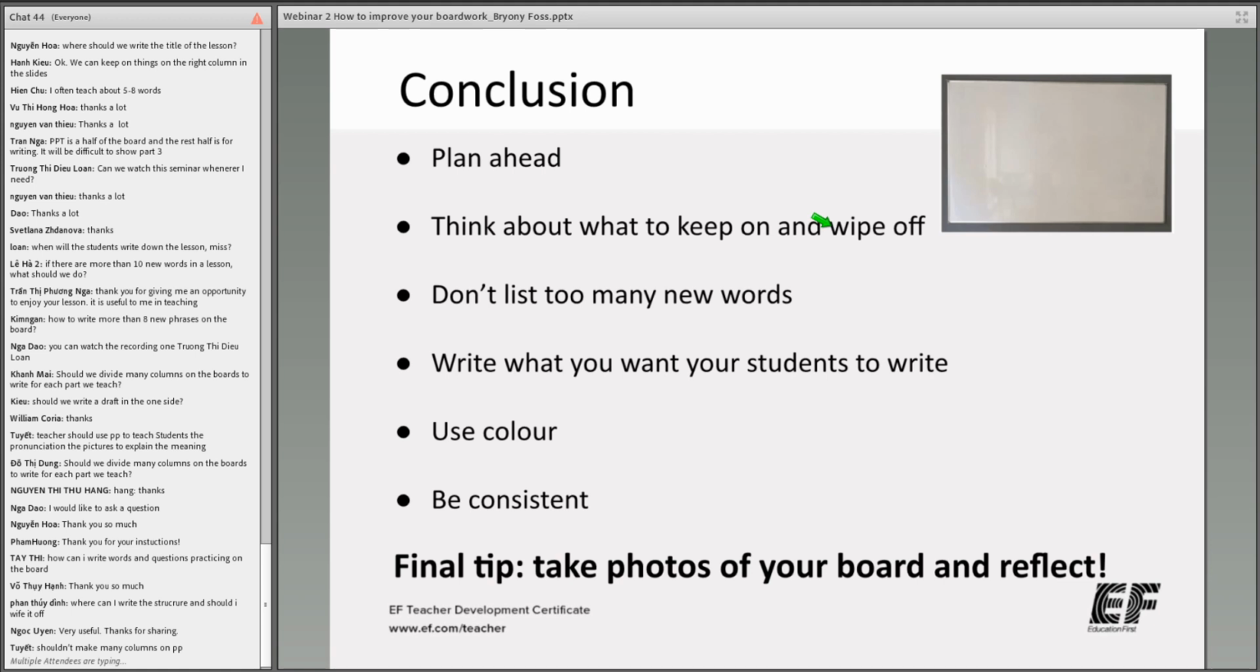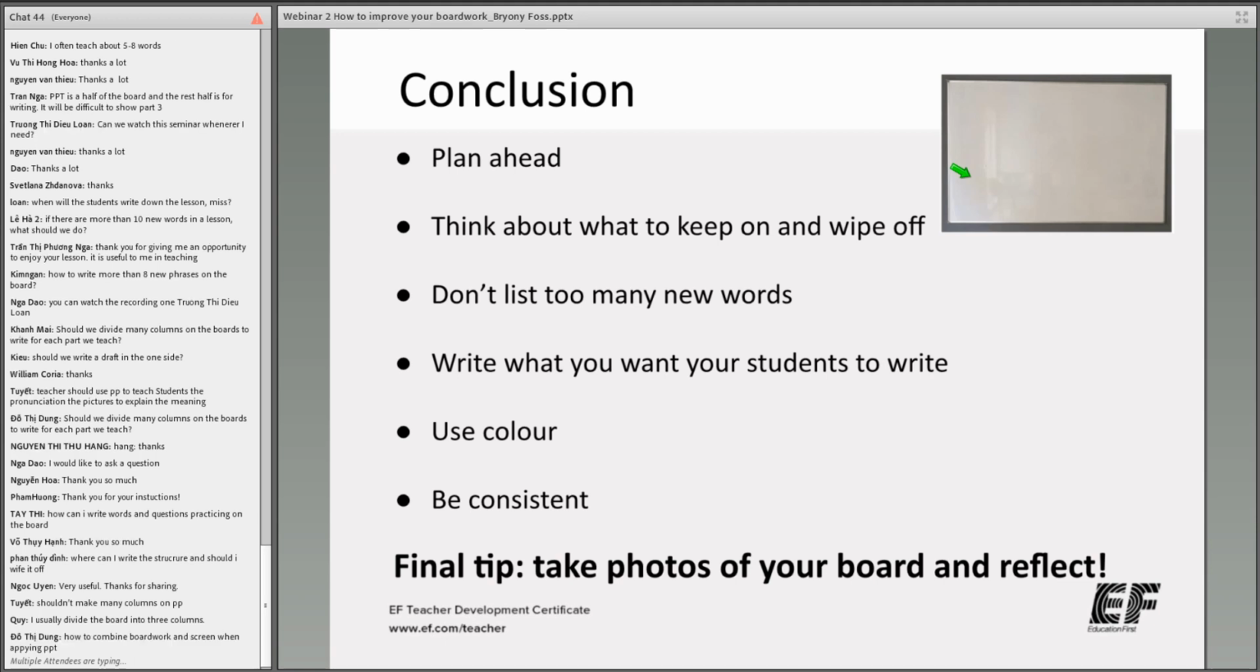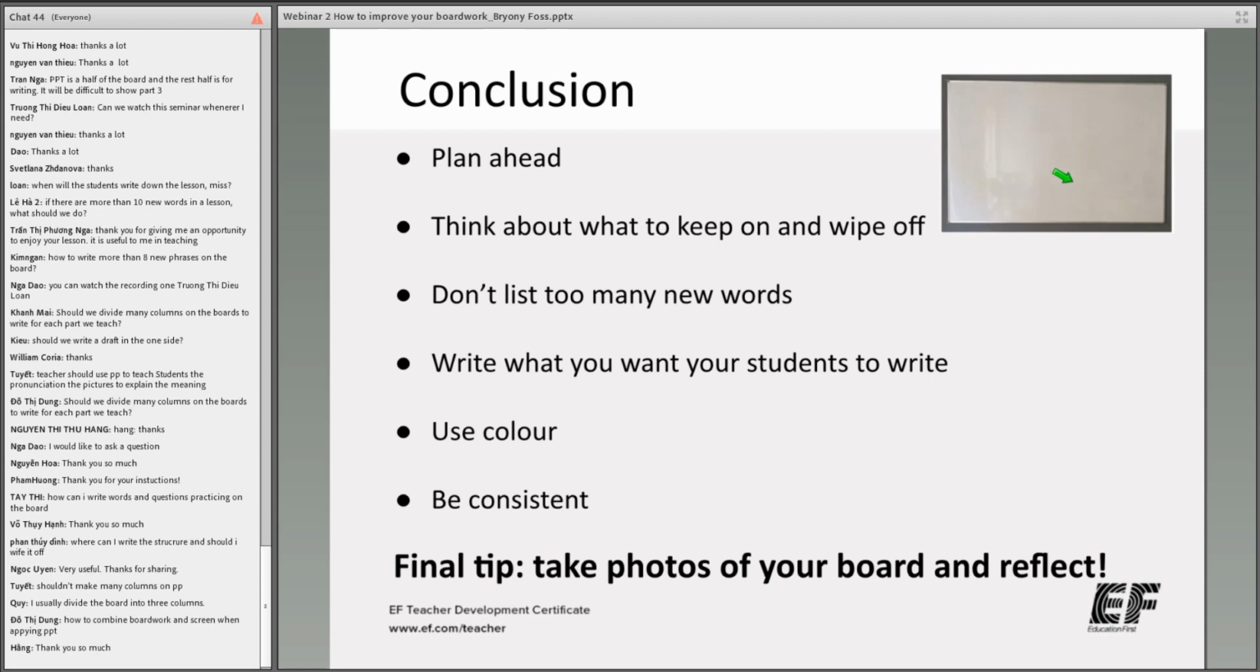How can I write words and questions practicing on the board? So I would use that. Do you remember when we had the 3 sections with the aims, with section number 2? Section number 2 is where I would write questions that you want. And if you want practice questions, I would include that all here in the middle section.